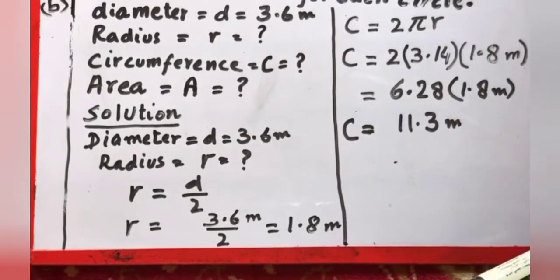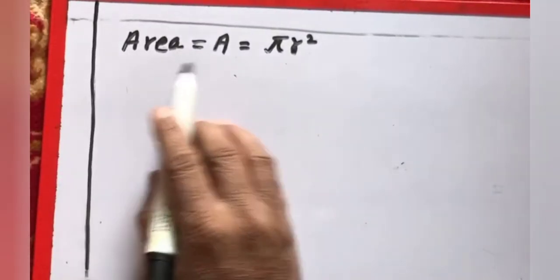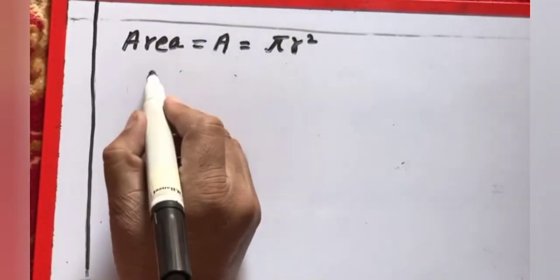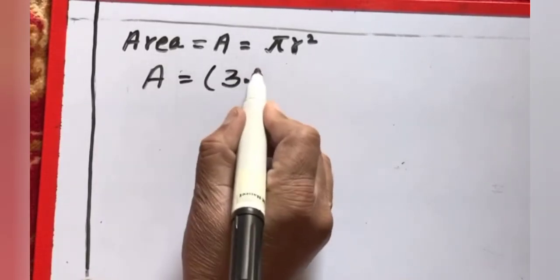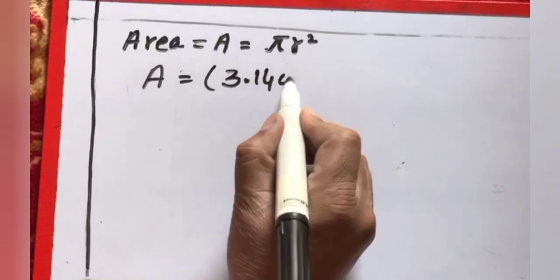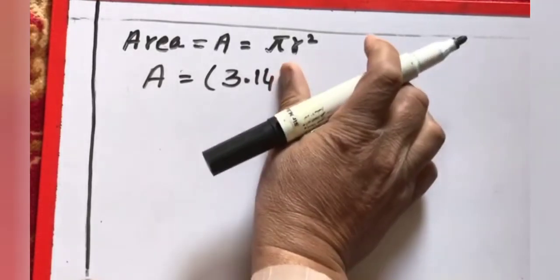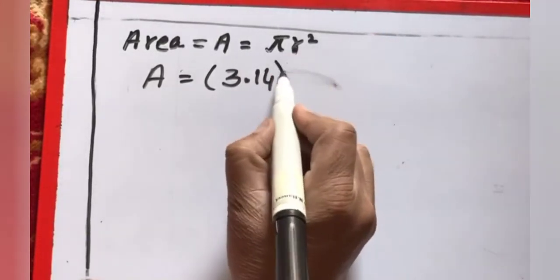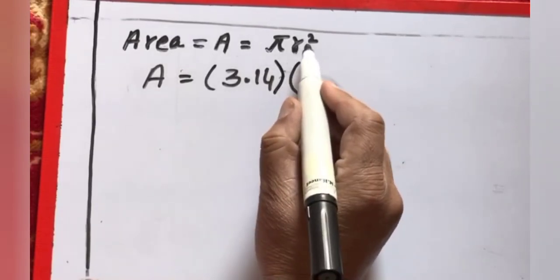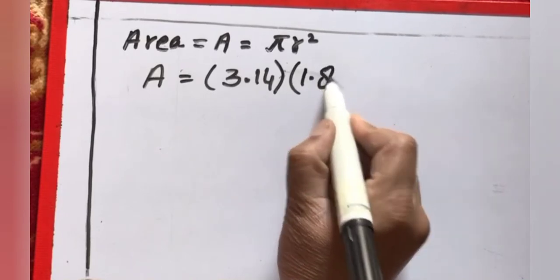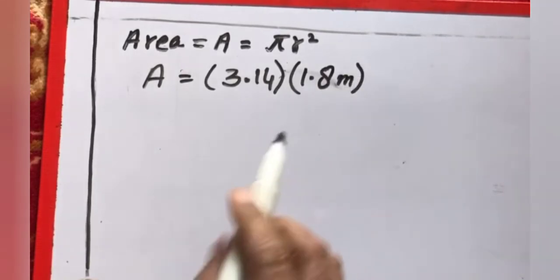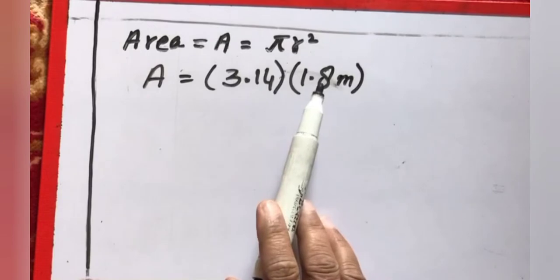Now we are going to solve the area of a circle. As you know, the area of a circle is pi r square. By putting the value of pi, which is 3.14, and by putting the value of r which we have found in the previous part, which is 1.8 meter, as you know both the values are multiplying each other.